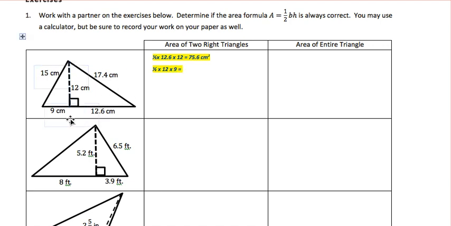And I'm sure you'll notice that I did height times base, and it doesn't matter, remember, because multiplication is commutative. So we can multiply in any order. And that is 54 square centimeters. And so to find the total area, we would add 75 6/10 plus 54, and that will give us 129 6/10 square centimeters.